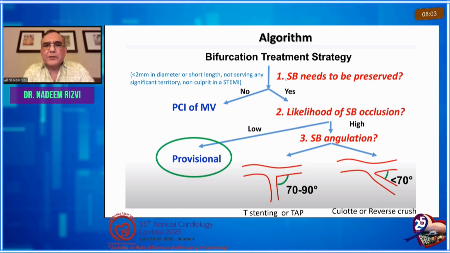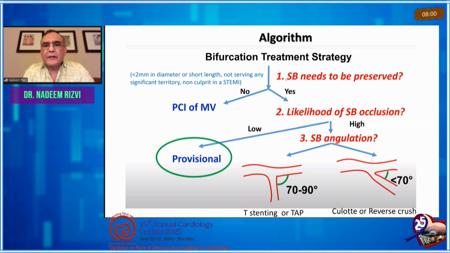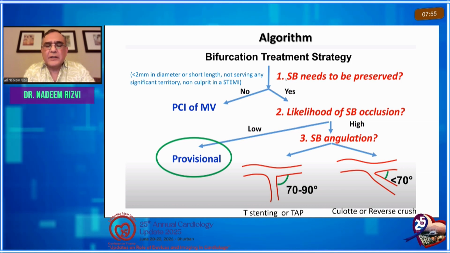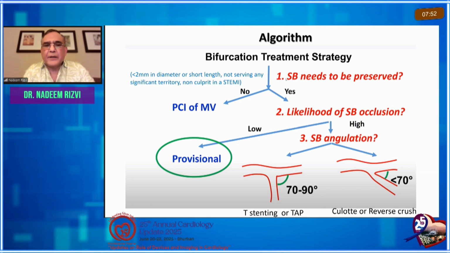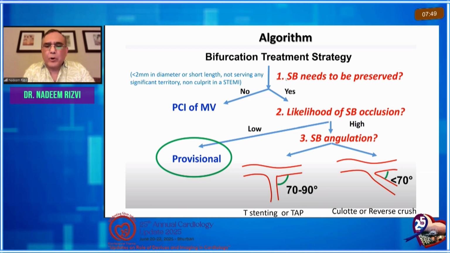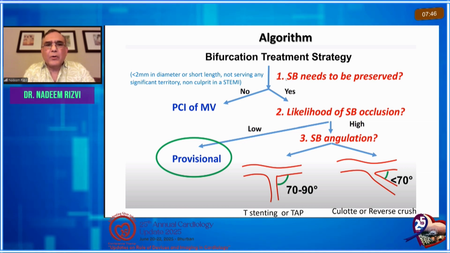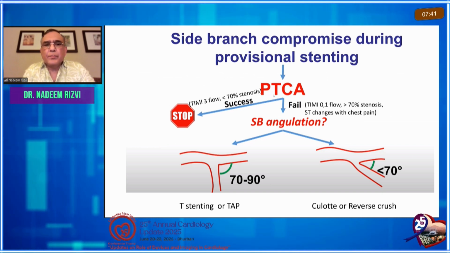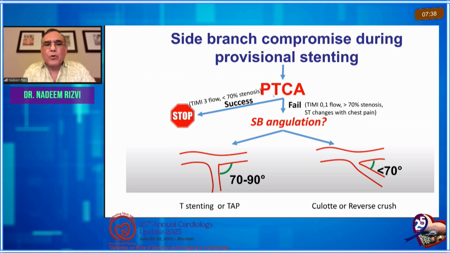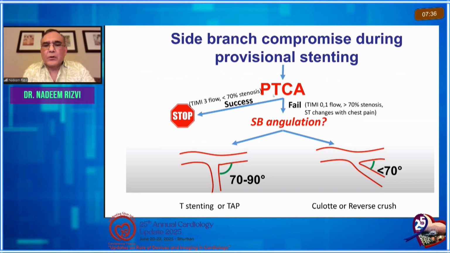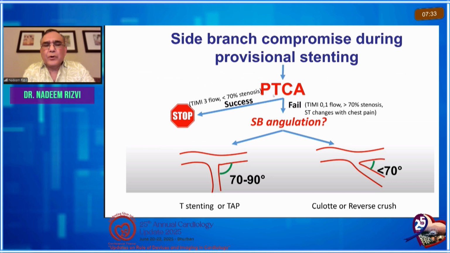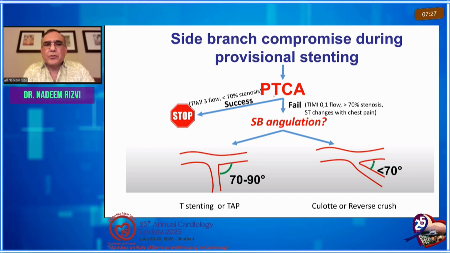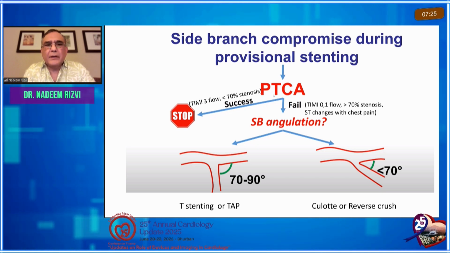If the side branch needs to be preserved, if the likelihood of side branch compromise is high, then you go for a two stent strategy. Whether you go for the two stents, whether it's T stenting or culotte or reverse crush, depends on the angle. If the side branch is not important, then you can go for provisional. If side branch compromise does happen during an angioplasty, then depending on the angulation, you go for T or culotte or DK crush. If it's a successful angioplasty, then obviously TIMI 3 flow in the side branch, less than 70% stenosis, then the provisional has been shown to be a better strategy.